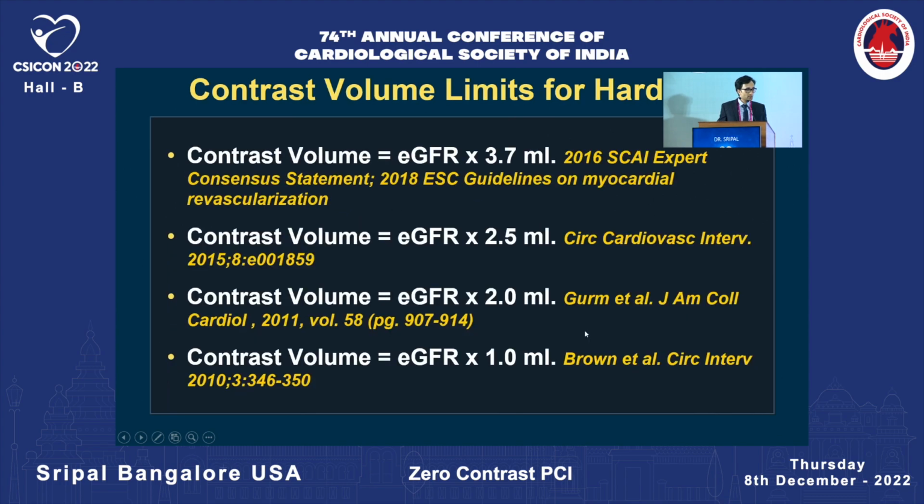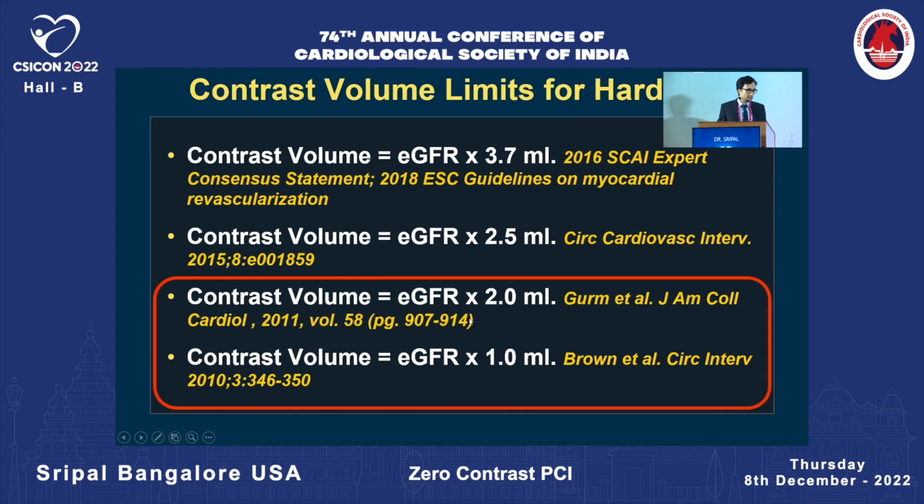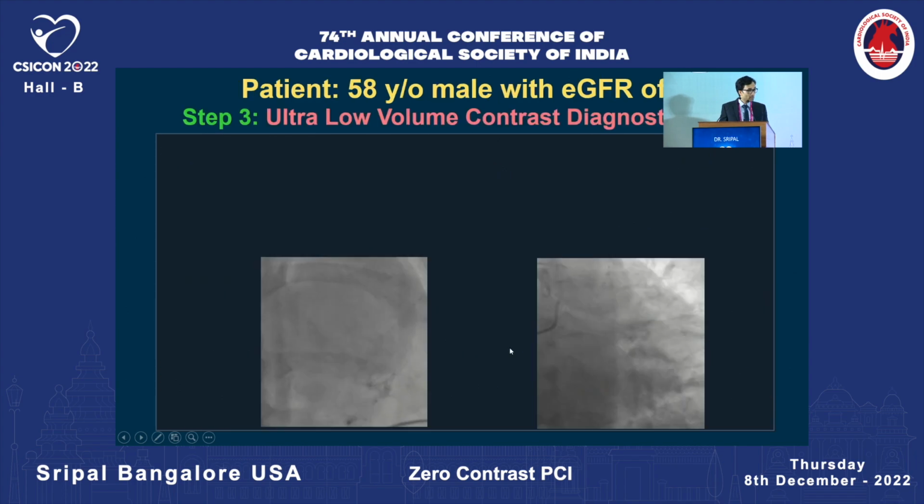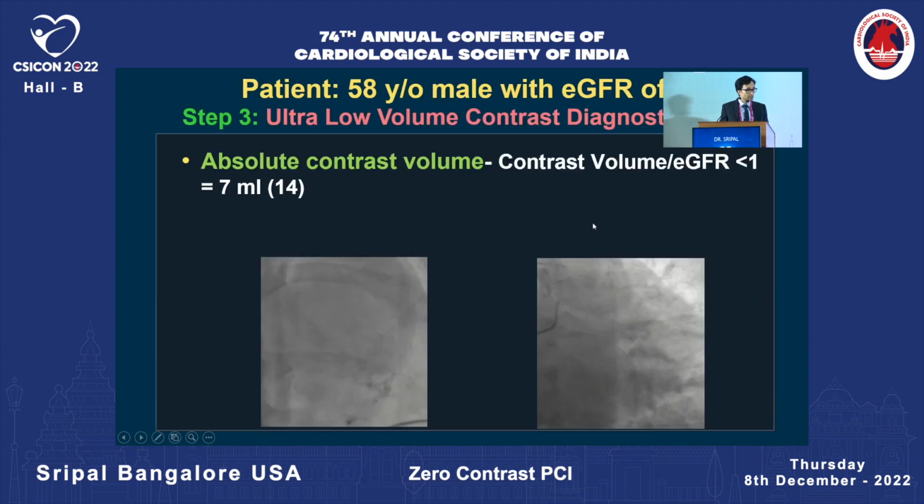In terms of the contrast volume limits for these cases, there are a number of formulas. What I typically use is either 1 or 2 times GFR. If I can hydrate my patients, I use 2 times GFR. If I cannot hydrate my patients, I stop at 1 times GFR. Going back to this particular patient, the GFR was 7. So the absolute contrast threshold is 7 ml if you cannot hydrate. But in this patient, we could hydrate, so we can go up to 14 ml.